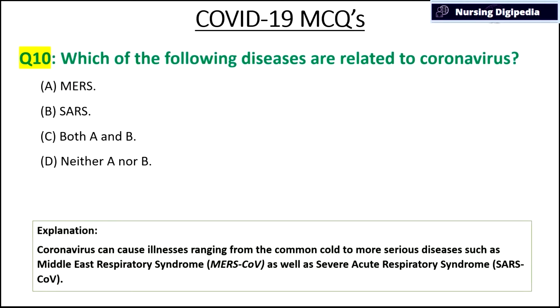Question 10. Which of the following diseases are related to coronavirus? A. MERS, B. SARS, C. Both A and B, D. Neither A nor B. And the answer is C. Coronavirus can cause illnesses ranging from the common cold to more serious diseases such as Middle East Respiratory Syndrome, known as MERS-CoV, as well as severe acute respiratory syndrome, known as SARS-CoV.